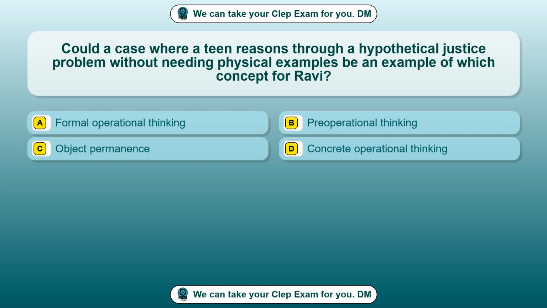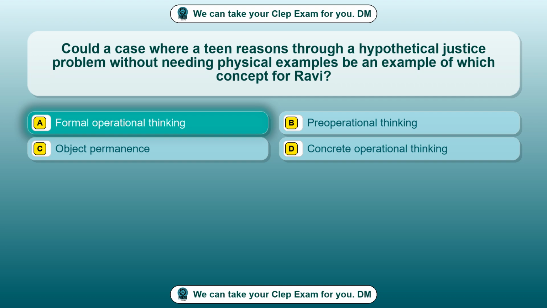Question 17. Could a case where a teen reasons through a hypothetical justice problem without needing physical examples be an example of which concept for Ravi? Option A, formal operational thinking. Option B, pre-operational thinking. Option C, object permanence. Option D, concrete operational thinking. The correct answer is option A.